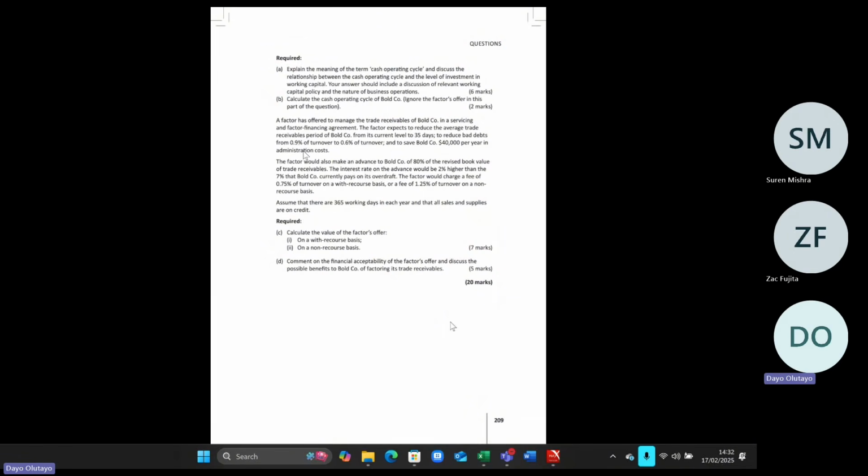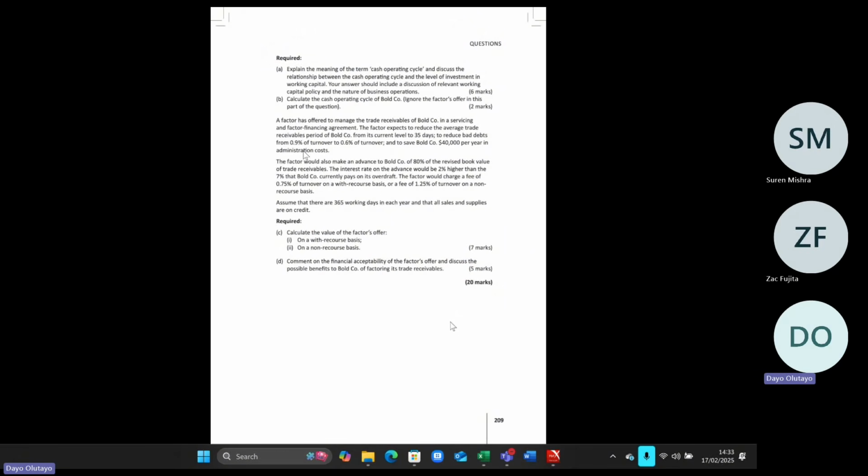There are 4 requirements in these questions. There are 2 on the upper part, then there are 2 on the lower part. The 2 on the upper part is asking us to explain the meaning of the term cash operating cycle, and discuss the relationship between the cycle and the level of investment in working capital. Your answer should include a discussion of relevant working capital policy and the nature of business operations. 6 marks. Let's stay on that question.